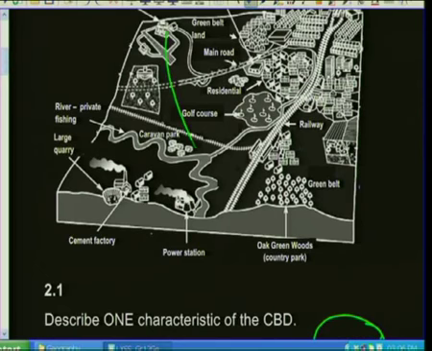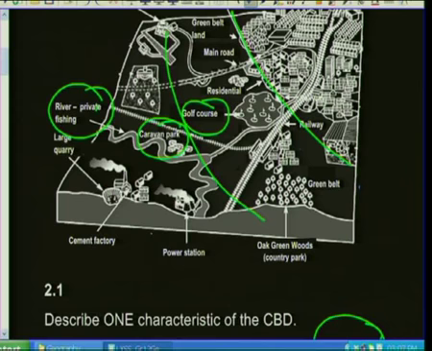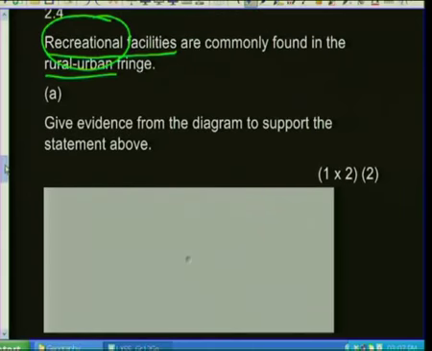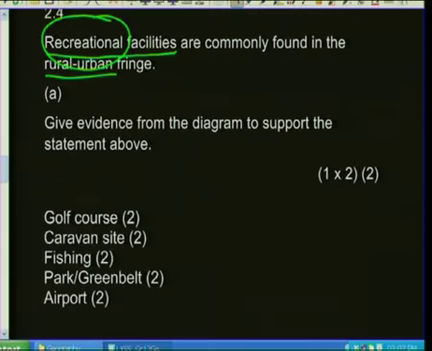Once again, our rural-urban fringe is in this area, beyond the city itself. And if we look, we can see a golf course, we can see a caravan park, there is a river here that says private fishing, all three of which are good examples of recreational activities. And sure enough, here we have them, the golf course, the caravan site, the fishing, but not forgetting the green belt or the park and the airport itself.